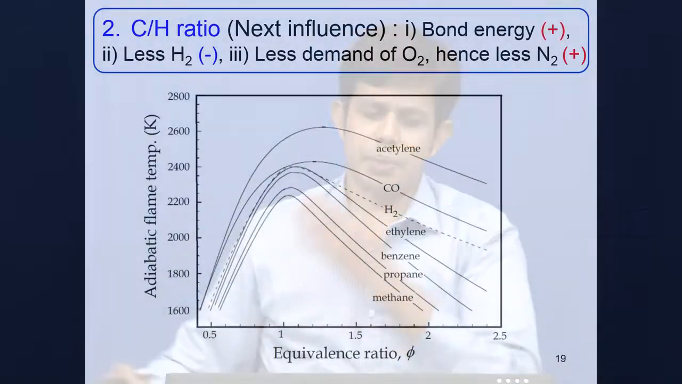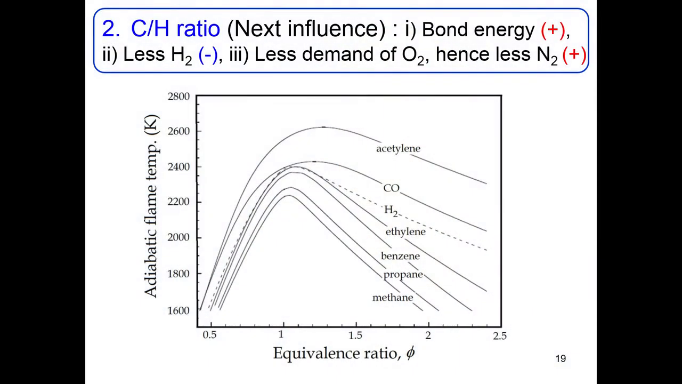So, the next parameter is that it depends on the CH ratio, because it depends on whether it is methane, propane, benzene, ethylene or acetylene. Of course, it is very clearly seen that acetylene has a much higher temperature than methane. Okay. The reason is that acetylene has a triple bond, whereas methane has single bonds. So, when you have triple bonds, the bond energy is essentially high, but at the same time acetylene can contain less hydrogen than what methane can contain. So, that is a reducing factor.